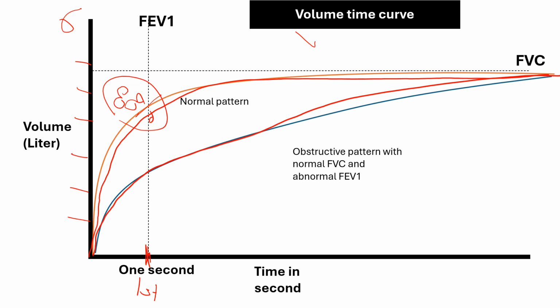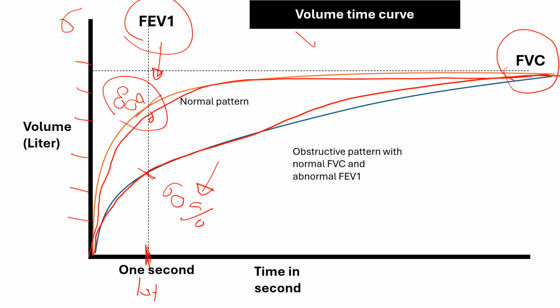So this patient was not able to exhale most of the air out of the lung in the first second, say for example 60%, which is abnormal. So this patient with asthma has reduced FEV1, and normal FVC. This is a case of asthma and this is normal.